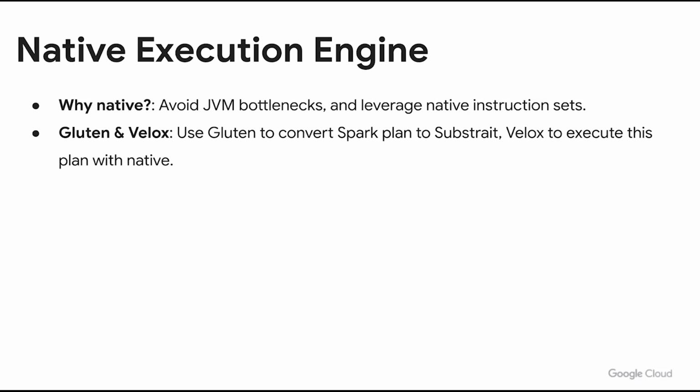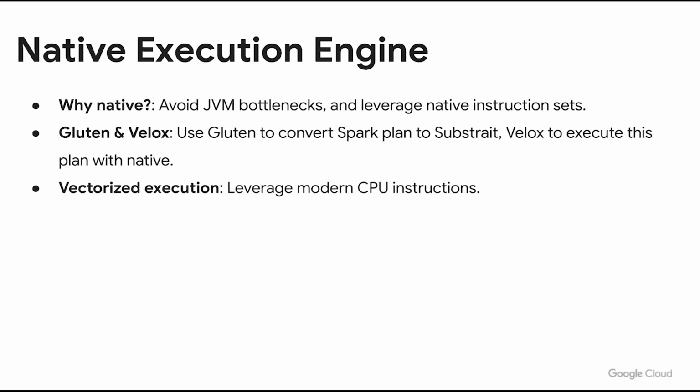So the biggest advantage here is vectorized execution. Instead of processing data one row at a time, we are able to process large blocks of data at once using modern CPU instructions. So this is much faster. It uses the CPU more efficiently. And essentially with the same amount of cores, you're able to get more work done.